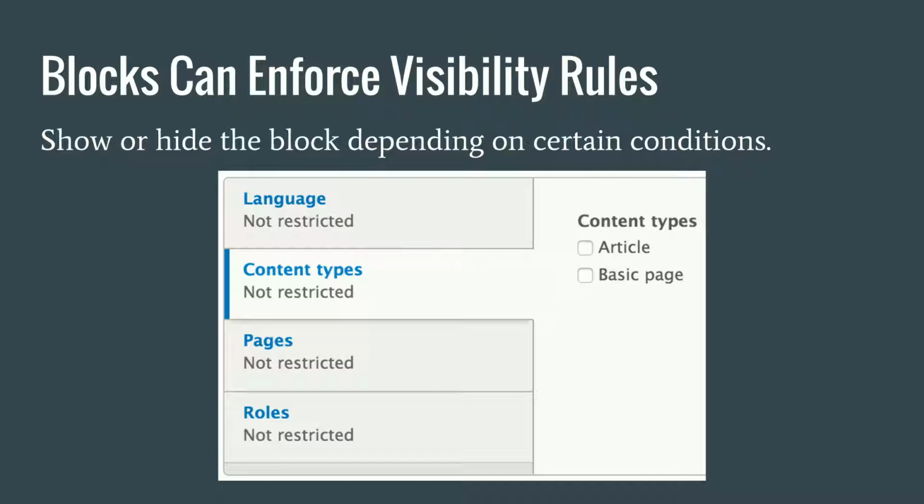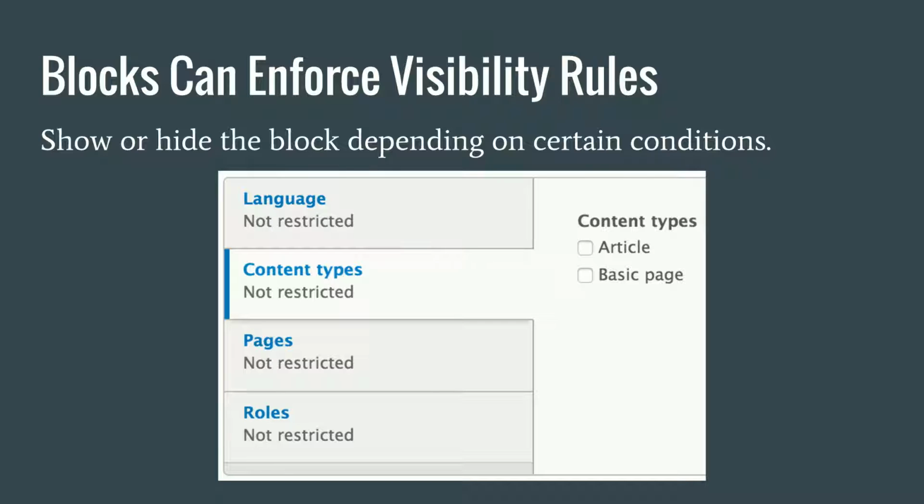So I can have a block with a visibility rule that says only show for the content type blog post or article. I can check more than one, but that's flexible. I can also do it by language. For example, only show this block in the Spanish version of my website or in my English version of my website. I can do it by pages.